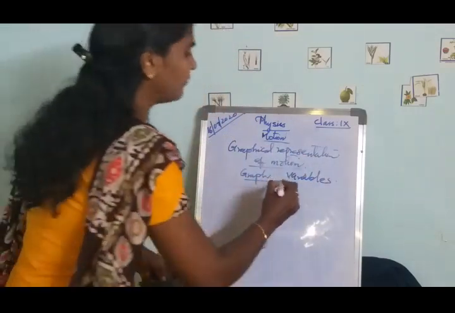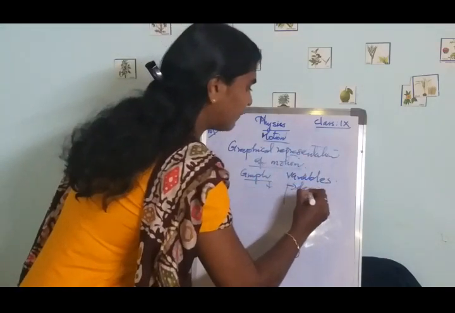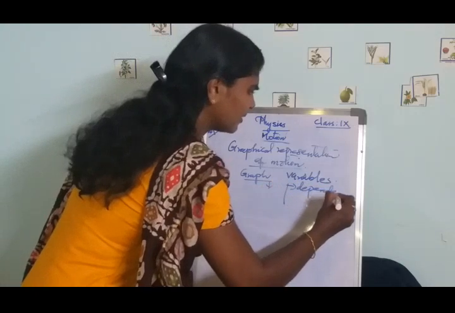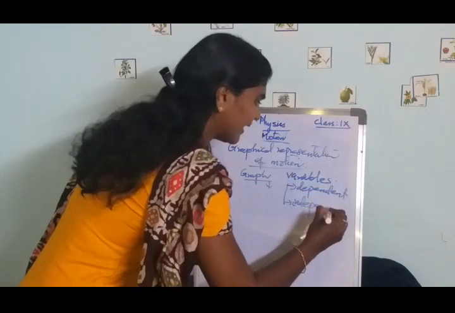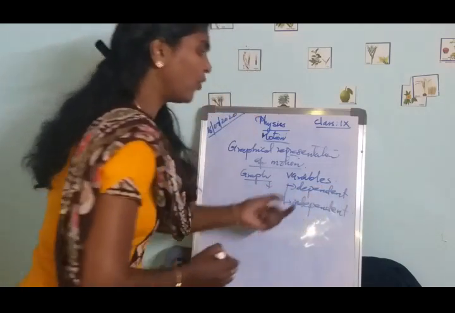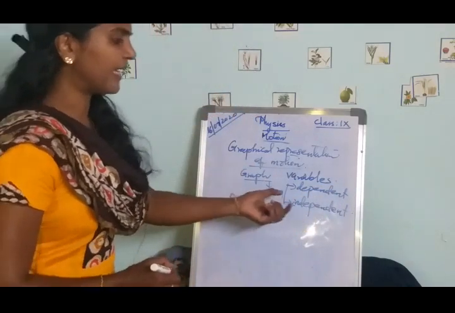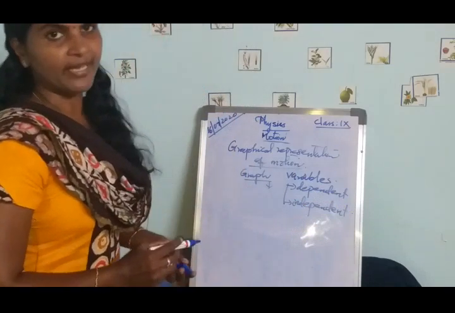Here we have two variables. One is called the dependent variable and the other is called the independent variable.